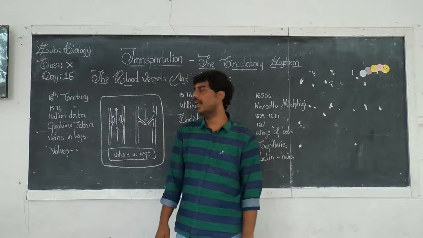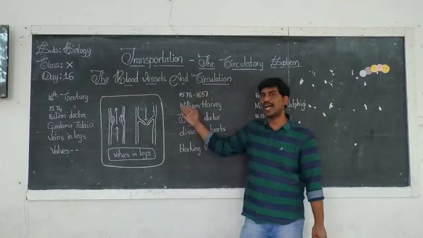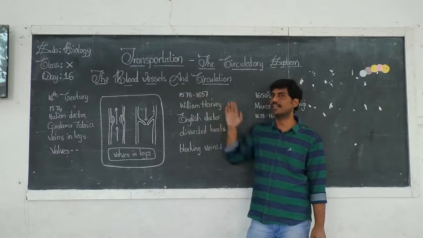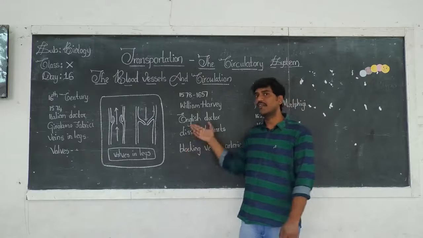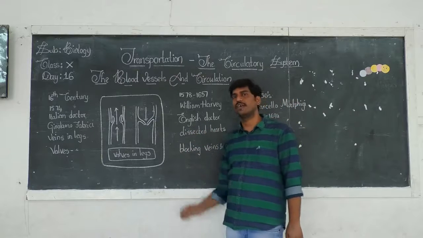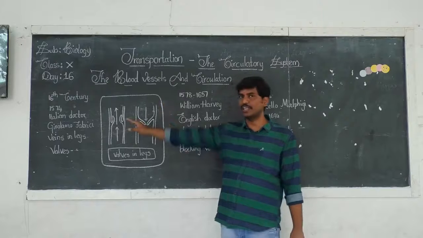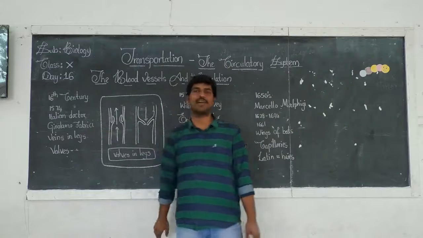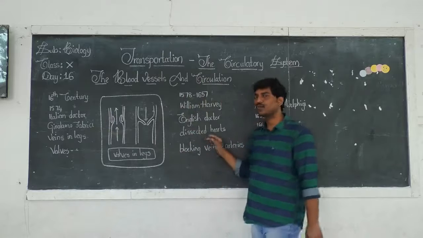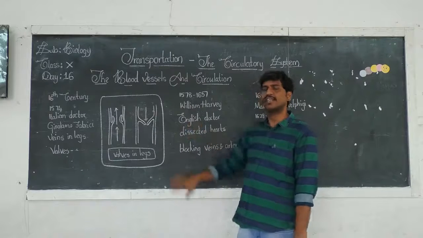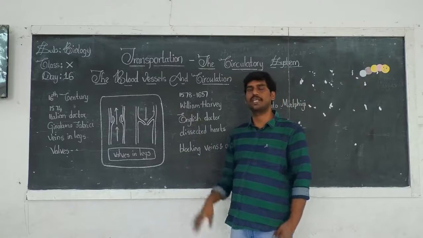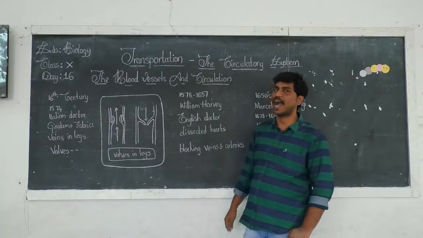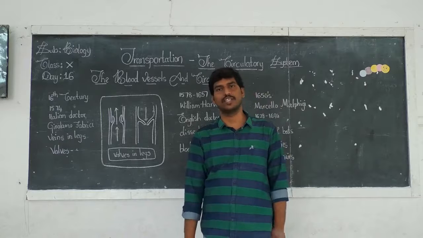Later on, William Harvey, whose time is from 1578 to 1657, was an English doctor. For higher studies, he went to Italy and joined as a student of Fabrici. He got fascinated with how the blood is circulated, and later he started dissecting the heart to study circulation.